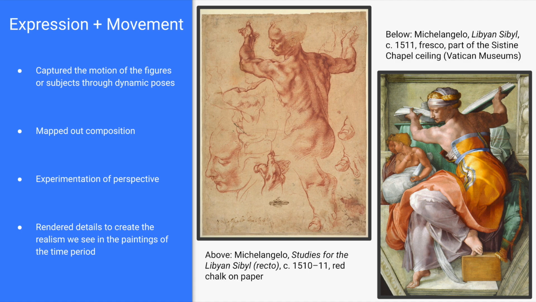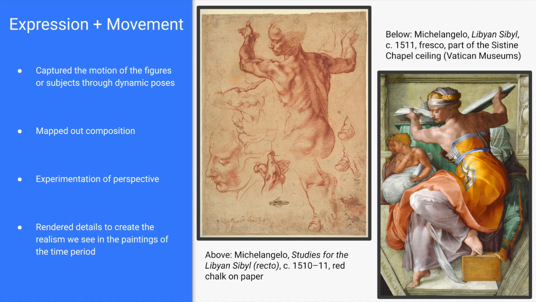You were able to plan out how you wanted your figures to look, how you wanted them to feel or give off a certain feeling. And here in Michelangelo's studies for the Libyan Sibyl, you can see in this very nice looking red chalk how that twist in the body, he planned that out in a couple different ways.